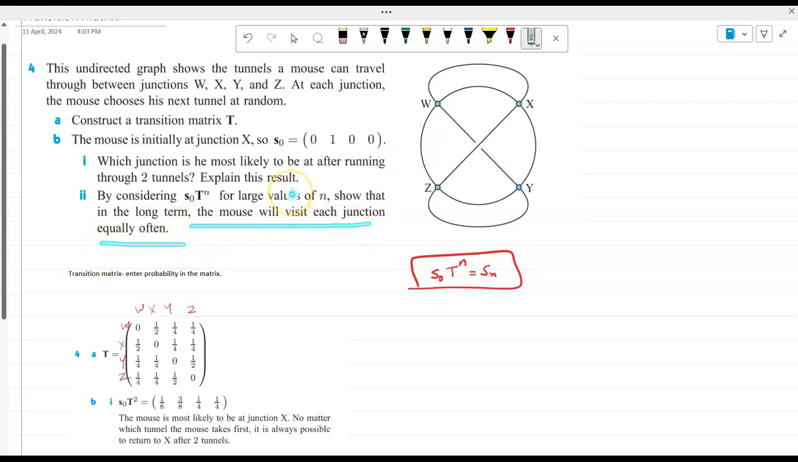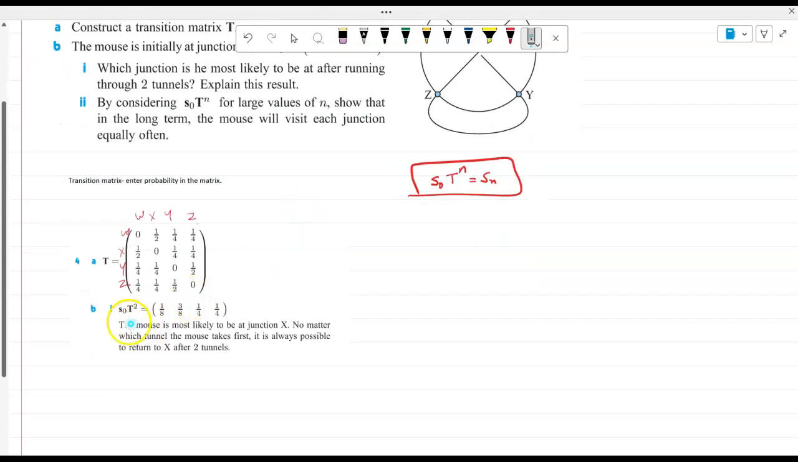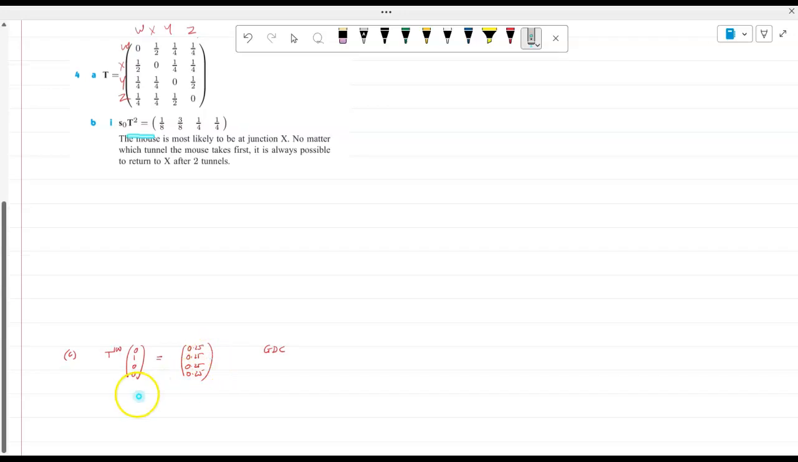So you take a large value, T raised to 50 and all that, and you will get this basically. T raised to 100, you can get 0.25. So all of them are equal.